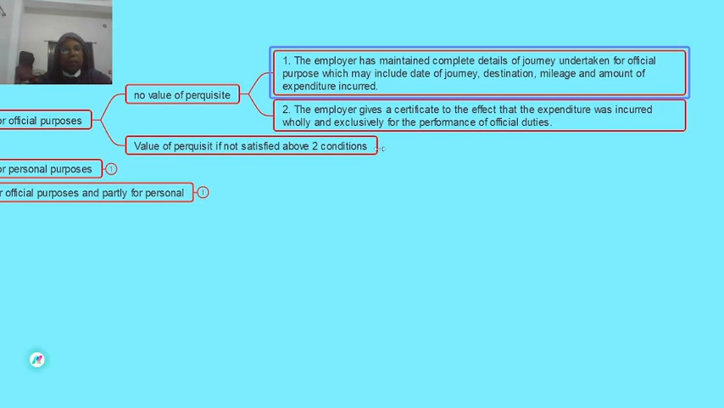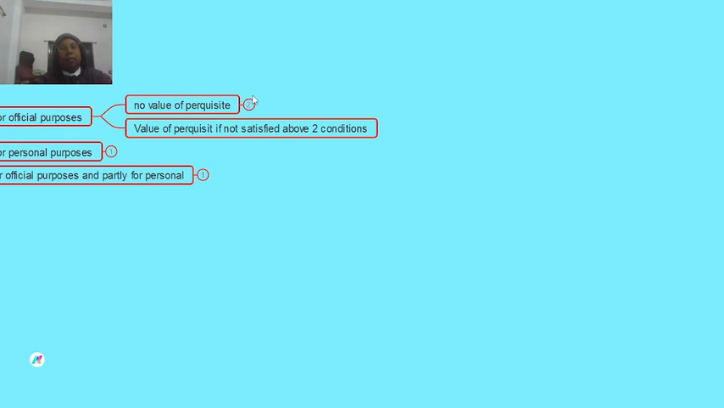What are these two conditions? Condition number one: the employer has maintained the complete details of journey undertaken for official purpose, which may include the date of journey, destination, mileage, and amount of expenditure incurred. And the second condition: the employer gives a certificate to the effect that the expenditure was incurred only and exclusively for the performance of the official duties. If these two conditions are satisfied, then for the motor car owned by the employee and used for official purposes, the value of perquisite will be nil.